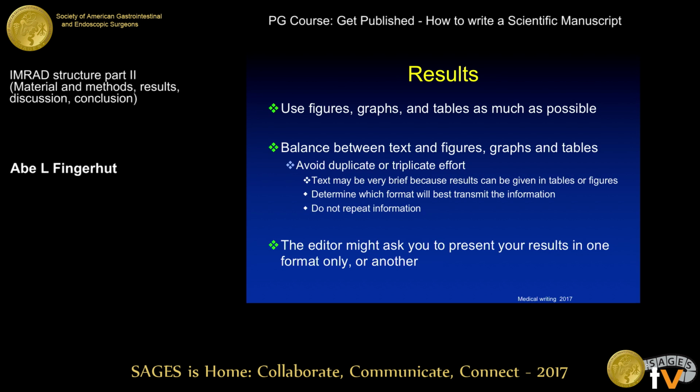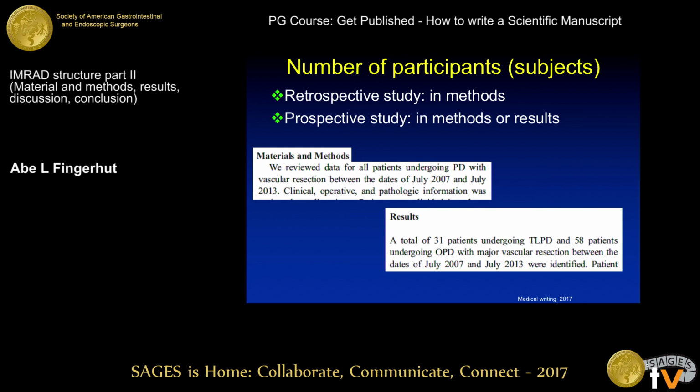Not a problem. A question that comes up very often is, where do you put the number of subjects, the number of participants? If your study is retrospective, I would say that it belongs in methods. If your study is prospective, it can be in methods, but it should probably be in results. For a controlled randomized trial, certainly it should be in results, because it's part of your methodology. You've done a randomization. It's part of your results.